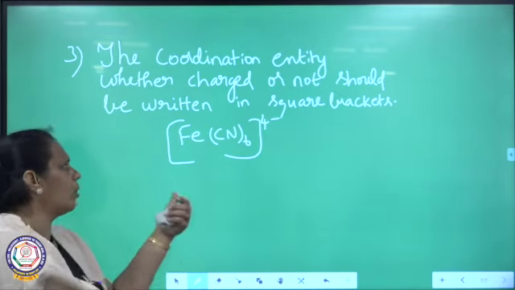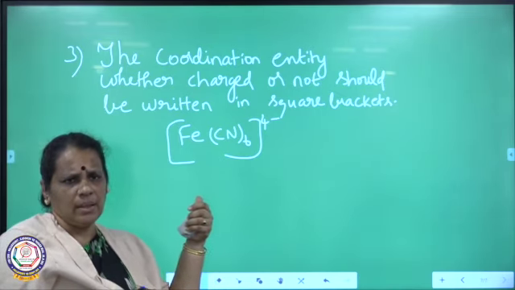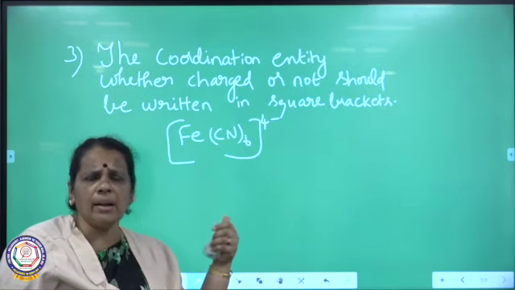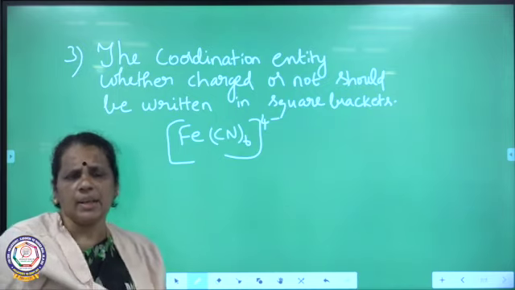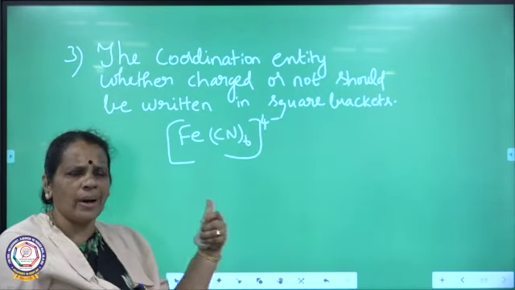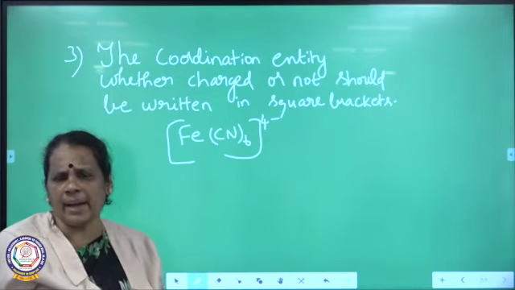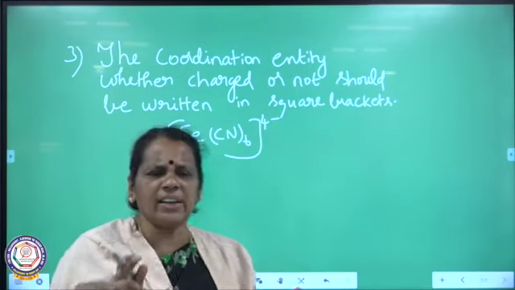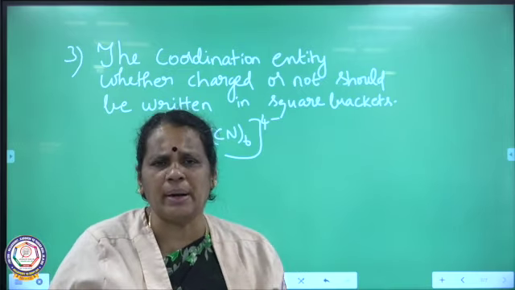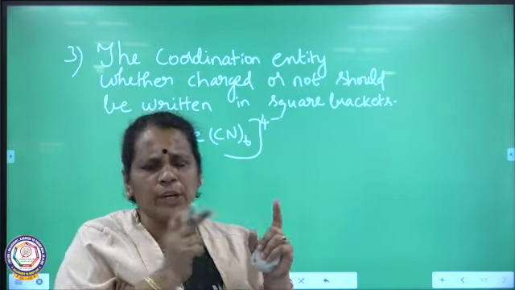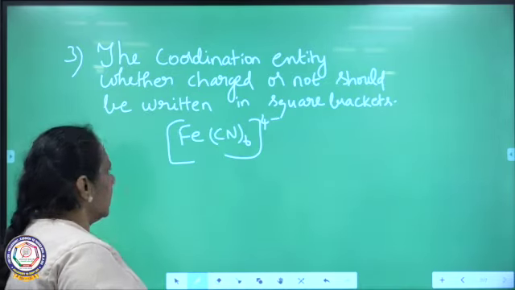See here, this is the coordination entity. It is a charged complex where iron is the central metal ion bonded with 6 cyanide ligands: [Fe(CN)6]4−. It is a charged coordination entity, so I have written it inside the square bracket. Usually the coordination entity, or coordination sphere, consists of the central metal ion and the ligands, so it should be indicated in the square bracket. This is the third rule.